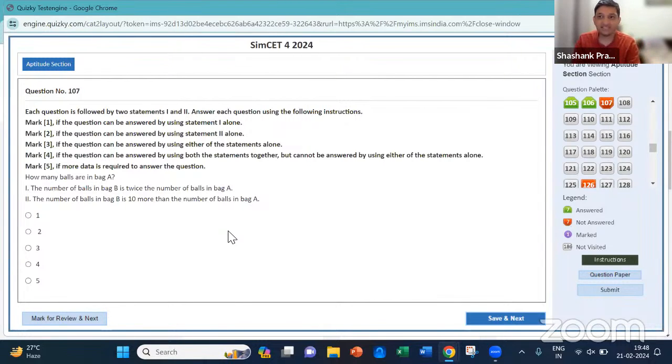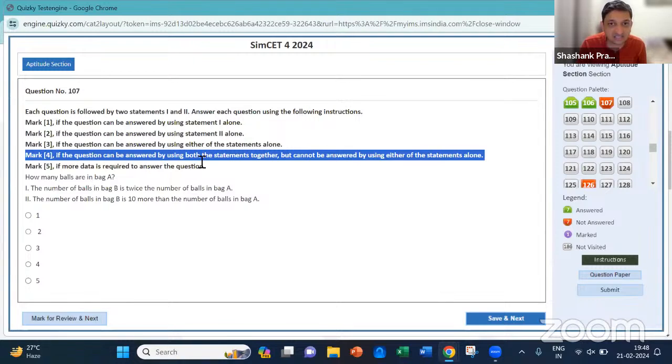Let's see. 7 minutes done, 7 questions. Okay, we are slightly behind time. Let's do it faster. How many balls are there in bag A? Data sufficiency question. Number of balls in bag B is twice the number of balls in bag A. Doesn't matter. B is 10 more than the number of balls in bag A. Okay? So A plus 10 is equal to B, but B is equal to 2A. So the value of A will come using both these statements. So the answer is both these statements together. Yeah, 4th option is the answer.